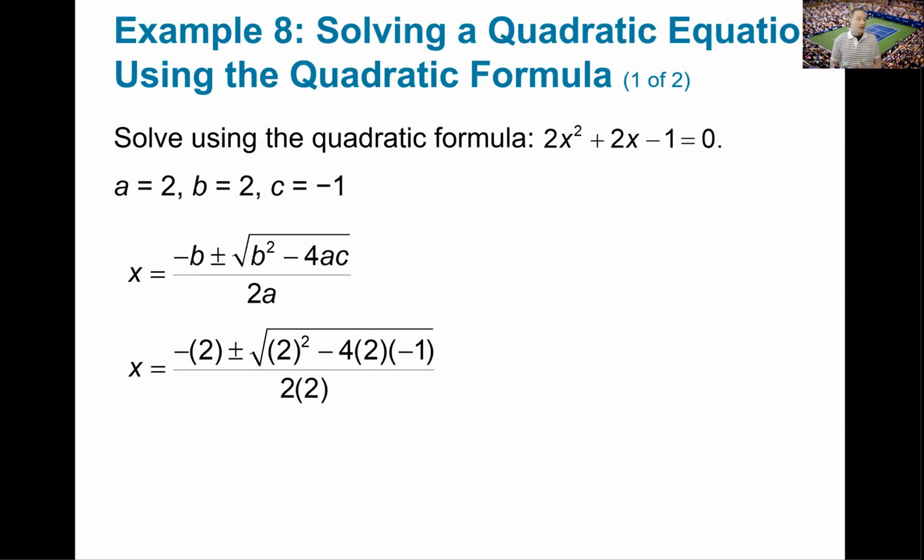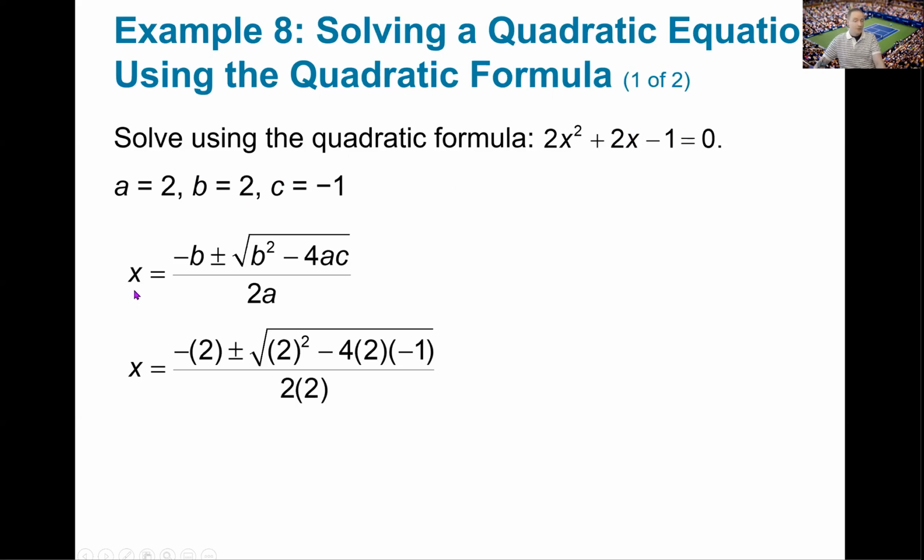Now, to be honest, this problem, I would never use the quadratic formula on it. It's too fun to work with other techniques, such as completing the square or factoring. But we'll go ahead and show the quadratic formula and how it works in this one. So you have to remember that a is always the coefficient of the x squared term, b is the coefficient of the x term, and c is our constant. So the first thing I did is I wrote a is equal to 2, b is equal to 2, and c is negative 1.